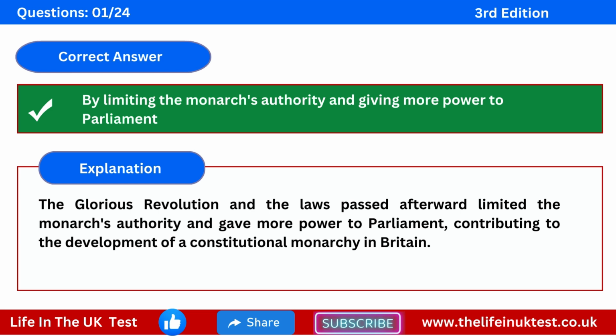The correct answer is by limiting the monarch's authority and giving more power to Parliament. For explanation, the Glorious Revolution and the laws passed afterward limited the monarch's authority and gave more power to Parliament, contributing to the development of a constitutional monarchy in Britain.